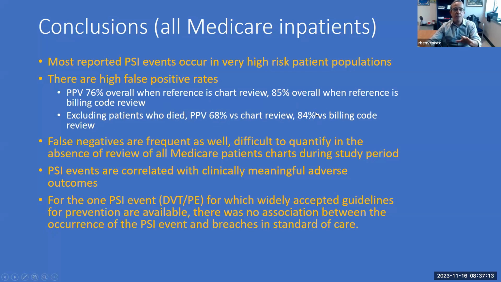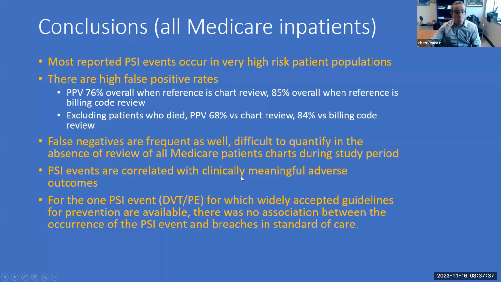Billing codes remain of similar but imperfect accuracy. False negatives are frequent as well. And I admit that this is just an interesting finding. We really can't quantify it because Jackson CRRC does not want us to look at all Medicare patients' charts during the study period. That was kind of shot down.